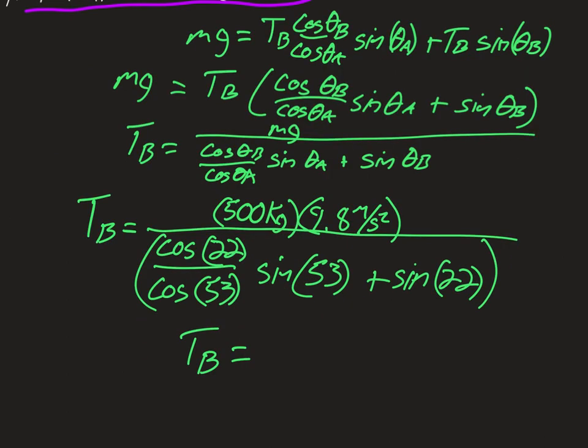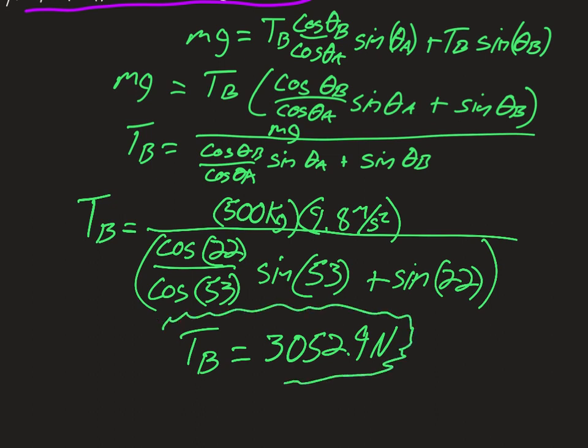After I plug in all my numbers, I now have that T of B is equal to 3,052.9 newtons. And that's part of my answer. So I'm going to go ahead and box that in. I'm also going to store it in my calculator. I'm going to store it under B so I remember that it's saved as B. But then I'm not quite done yet.